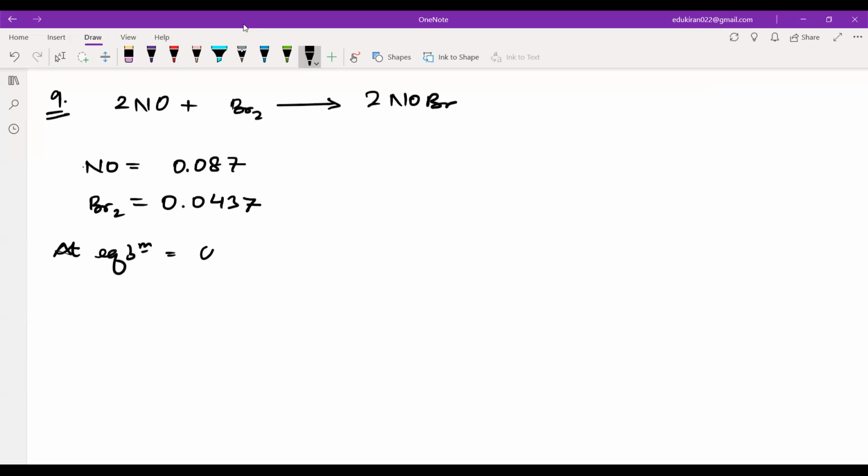At equilibrium, we have 0.0518 moles of NOBr. Okay. Now, in this question, you just had to use stoichiometry. You know about stoichiometry?